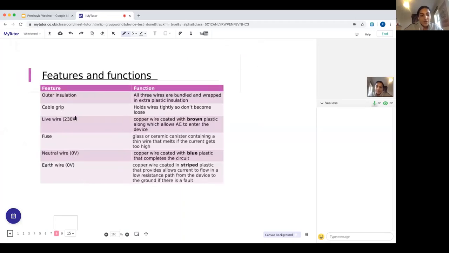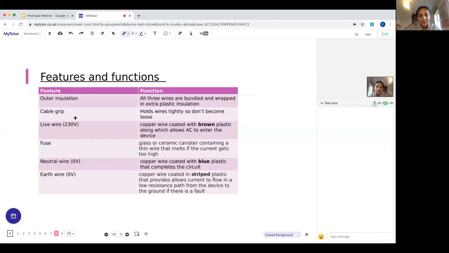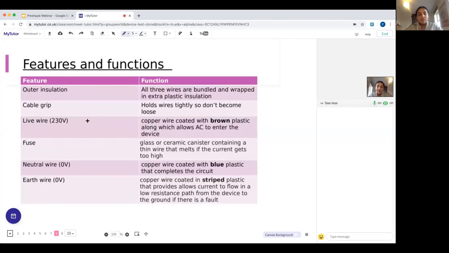Okay, so if you weren't here for the webinar, here are the functions of each feature of the plug. So the outer insulation is just there as a safety feature to keep all the wires together and give that extra sense of insulation. The cable grip is again just there to hold all the wires tightly. The live wire is what is actually allowing the current to enter the device, remembering that it's AC because we're talking about mains electricity, and that is held at 230 volts. So that's where the current is coming from, okay, and that's the brown wire.